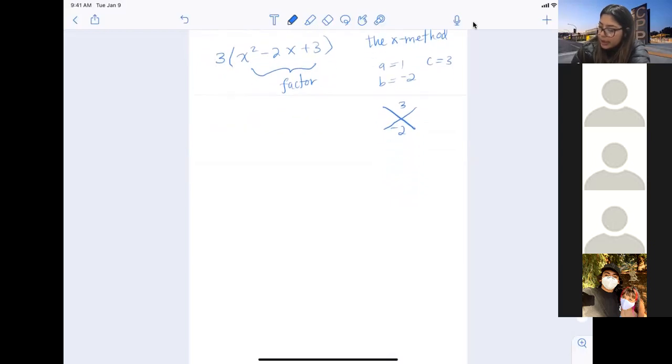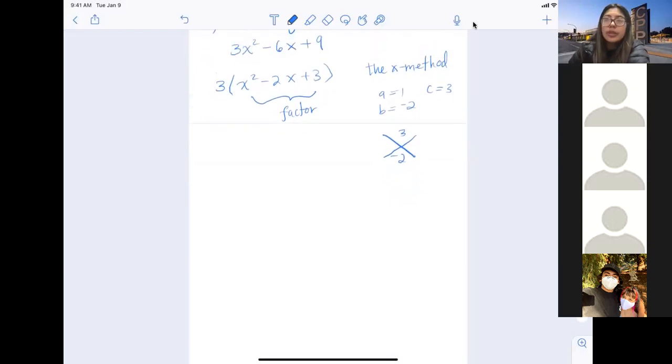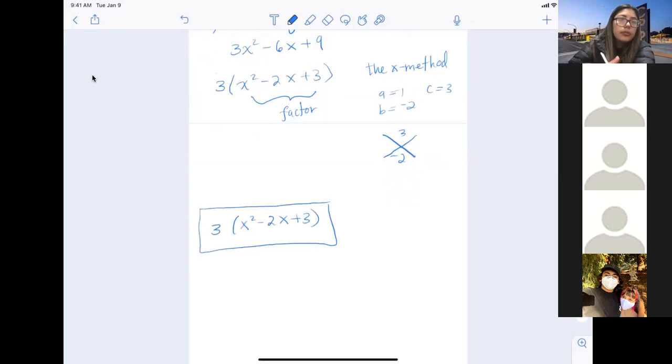So since the x method doesn't work, the factorization is just 3 parentheses x squared minus 2x plus 3. That's all the factoring you could do, because when you try the x method, it doesn't work. A times c is 3, b is -2. Two numbers that multiply to give you 3 but add to -2, there's no such number.